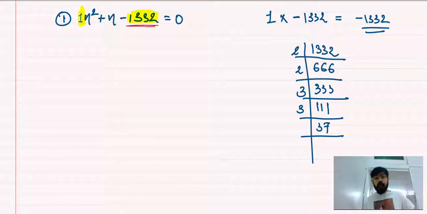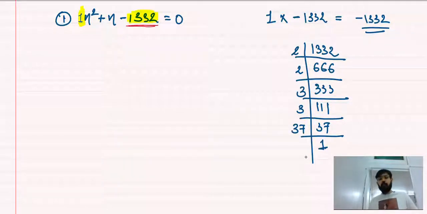Now I know that 37 is a prime number. So I will divide 37 by 37 only, because there is no other number which can divide 37, only 37 and 1. So I divide 37 by 37, which is the prime number. So I get the complete prime factorization of 1332 over here. Okay, now what do I need to do next? Next, I need to group these prime factors into two groups. I need to make two groups of these prime factors.